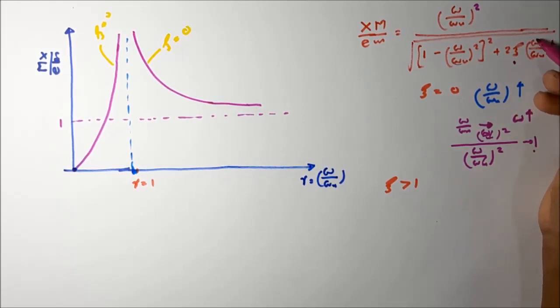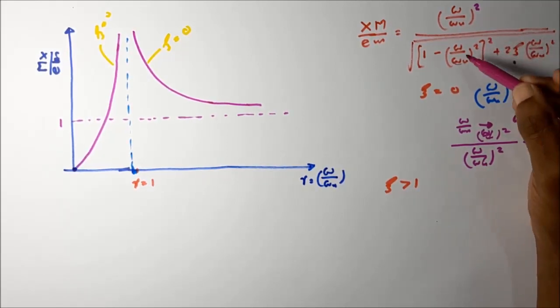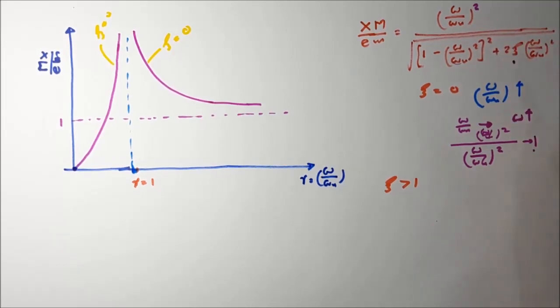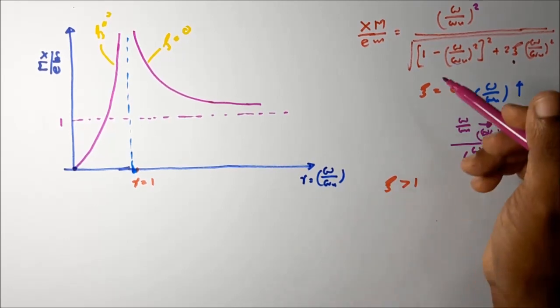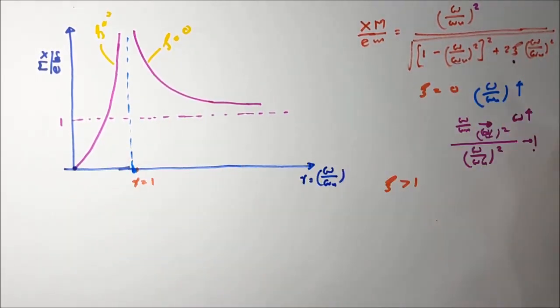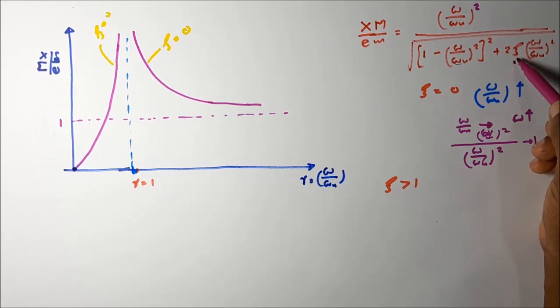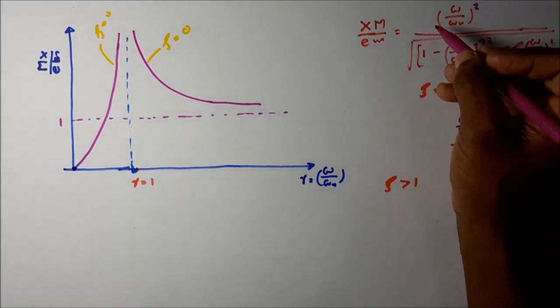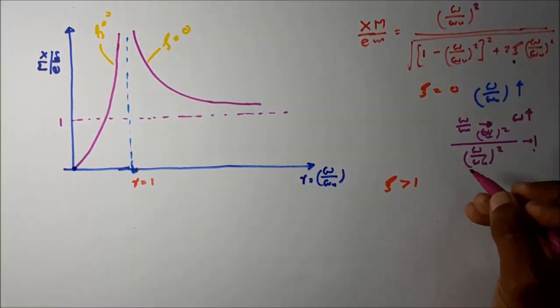Okay, because you can see for higher values of theta, this term is always greater than this value. So it never reaches 1. Then what happens when increasing the frequency ratio? The entire ratio goes to 1.